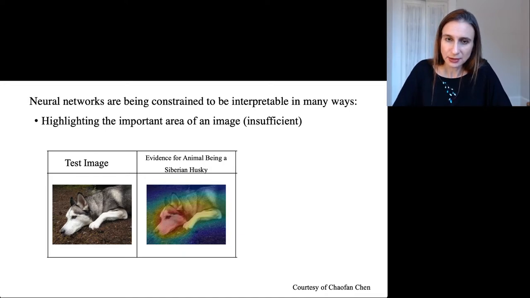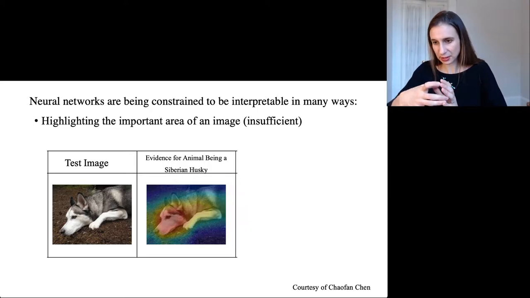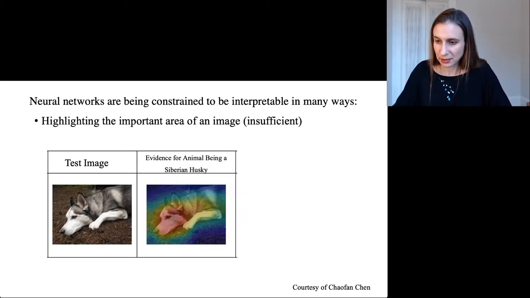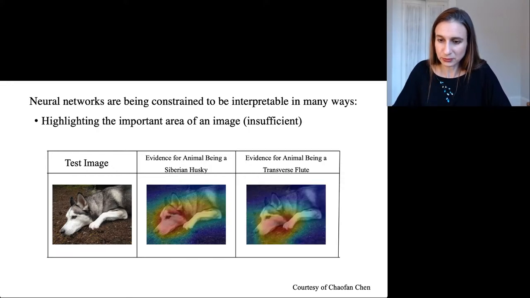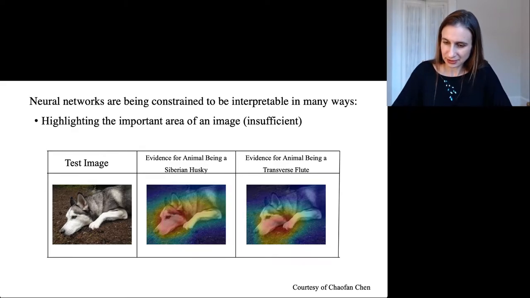Now, I find that kind of logic insufficient as an interpretability mechanism, and I'll show you why. So here, the network is trying to classify this test image, and it's telling us that the evidence for the animal being a Siberian Husky is that the algorithm is focusing on the dog's face. However, if you ask the same network for the reason why it would classify this dog as a transverse flute, it would give you the same interpretation. So I just don't find it sufficient for the network to simply point to the information it's using. I wanted to explain how it's using that information.